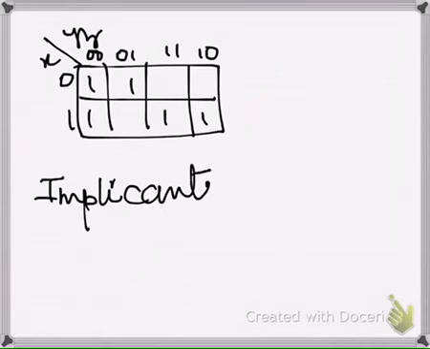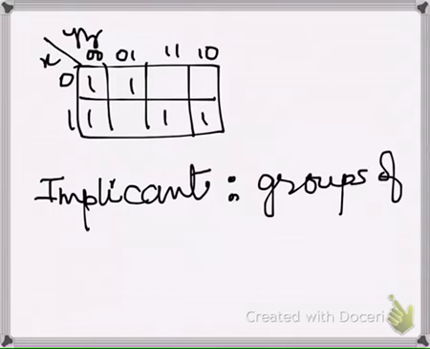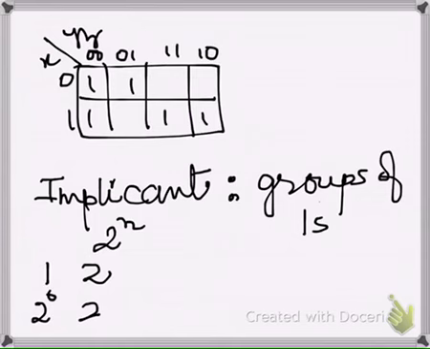So what is an implicant? By an implicant we mean any group of ones that we can form. Not just any grouping, we have to follow 2 to the power n, so power of 2 groups. That means I can have groups of single ones, that is 2 to the power 0. I can have groups of 2 ones, which is 2 to the power 1. I can have groups of 4 ones, which is 2 to the power 2. Then 8, 16 and so on.